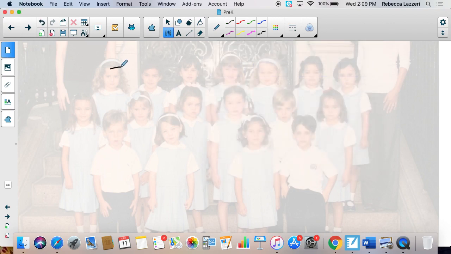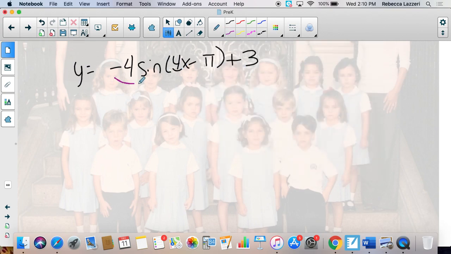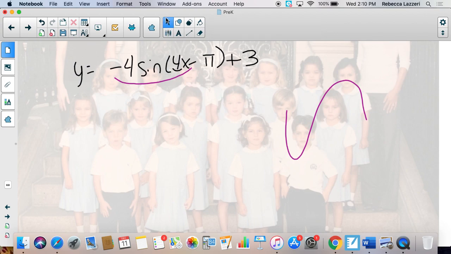Negative 4 sine, parentheses 4x minus pi, plus 3. I think the other day I actually graphed this one without the 4 right there. So this is what it needs to look like on test day. First of all, let's say this, real important. This you're used to graphing like that from 0, 0. So now all I'm asking you to do is graph that from somewhere else. That's it.